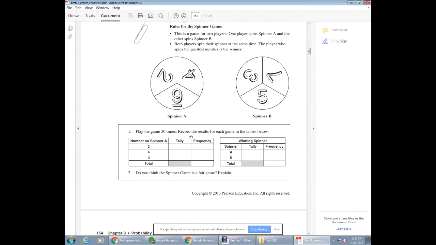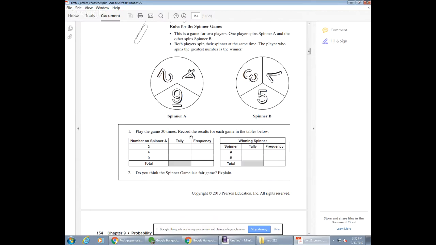Any guesses as to which spinner you would be if you get to pick first? Would you pick spinner A or spinner B? It doesn't matter? Okay. Anyone else? My dog would pick spinner A because it has the highest number. My daughter would not pick that because it has the lowest number. Maybe it doesn't matter. Let's find out.